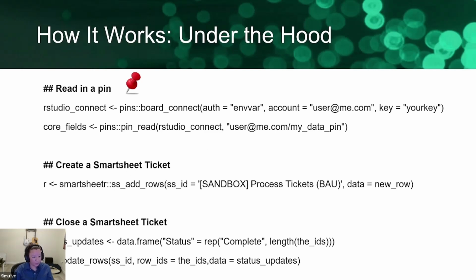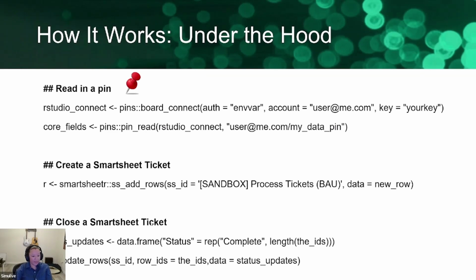Creating a ticket with that Smartsheet library, as I mentioned, is really easy. There's this ss_smartsheet_add_rows call. You provide it the Smartsheet ID, and this data is simply a data frame. So your column names and values. And it's typically just one row at a time, but you can do multiple as well.